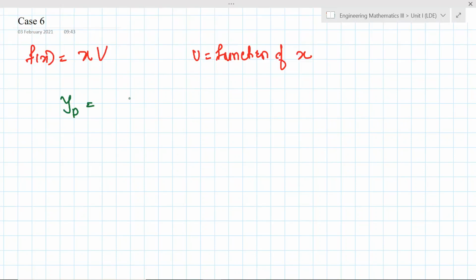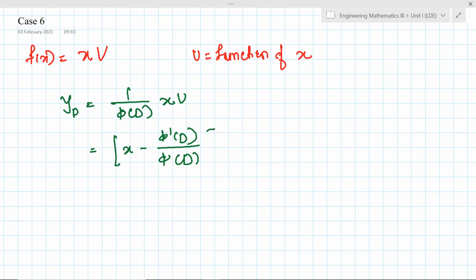So my y_p is equal to 1 upon phi of D, as it is, into x into v. See what happens here. So in bracket, x minus phi dash of D divided by phi of D, into 1 upon phi of D into v. You have to simplify all this, and then you will get the particular integral for this. Again it is very simple, just don't get confused with so many things here about how I get the particular integral. It is simple. So let us see that.